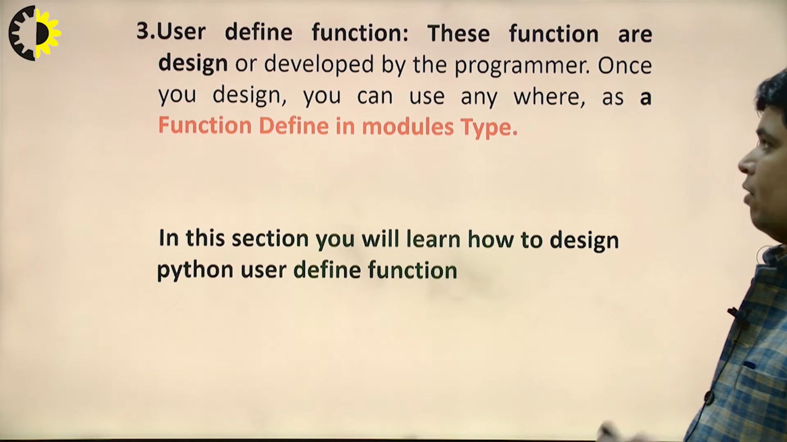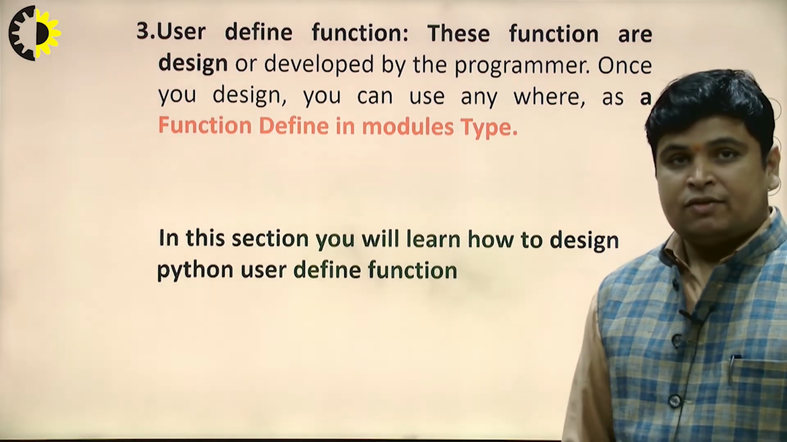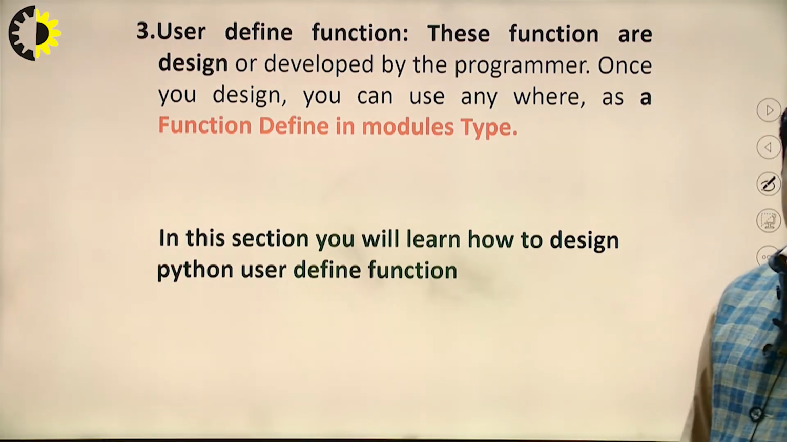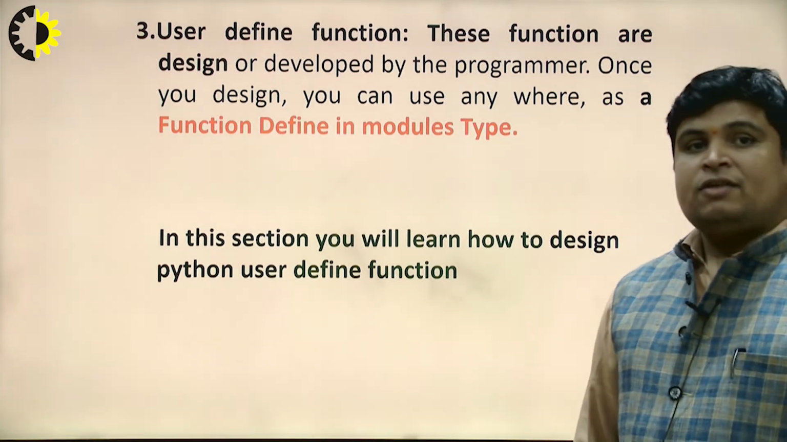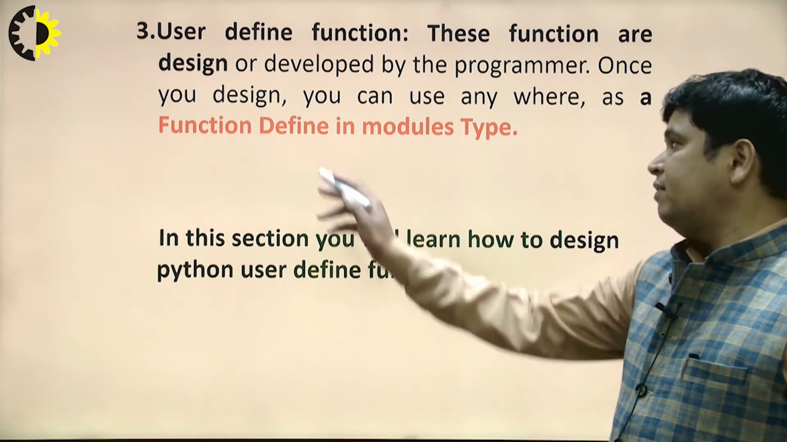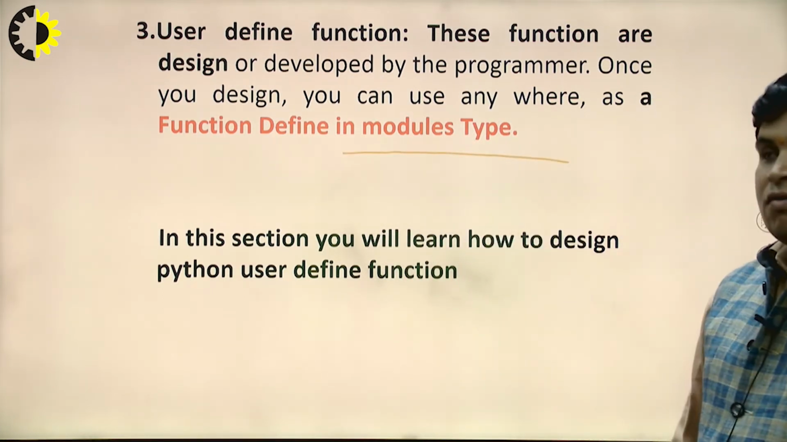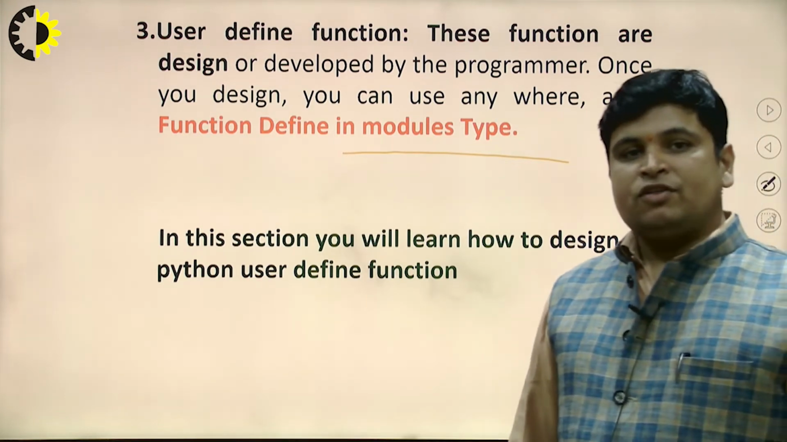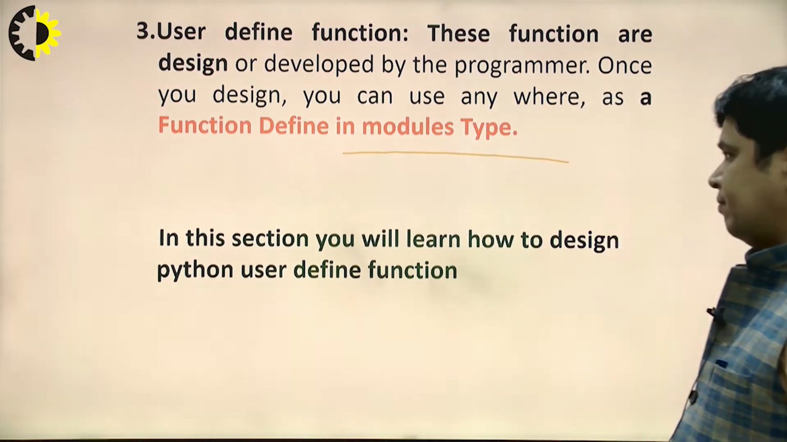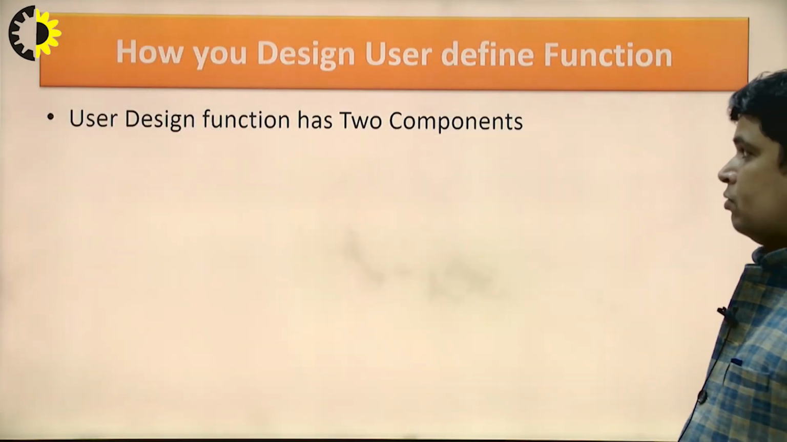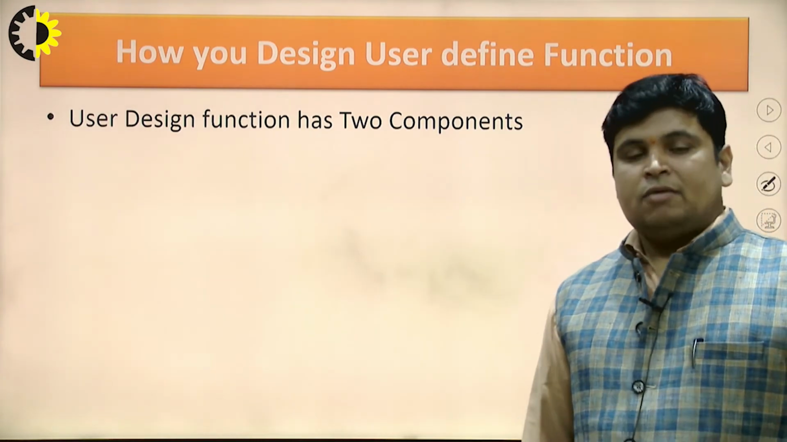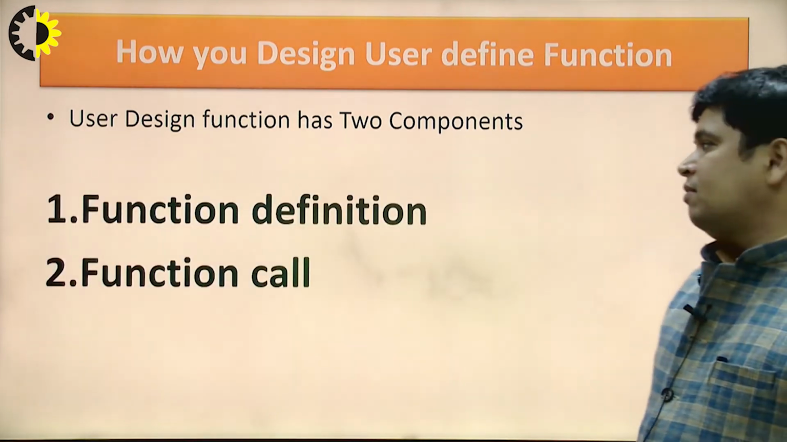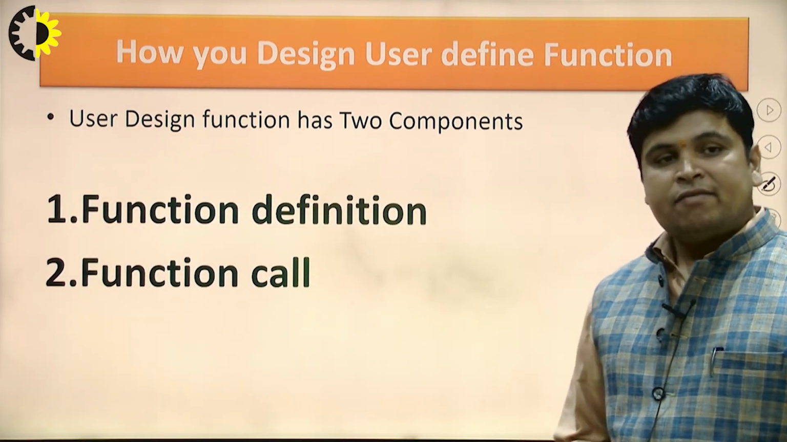Now the third category is user defined functions. These functions are designed or developed by the programmer. Once you design one, you can use it anywhere, like a function defined in a module. So now in this section we will learn how to design user defined functions in Python. Basically user defined functions have two components. First one is function definition and second one is function call.